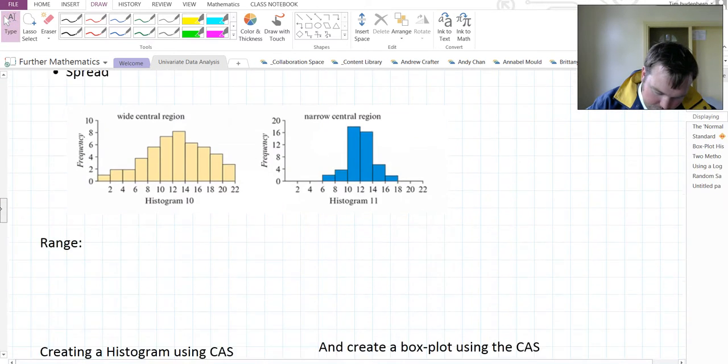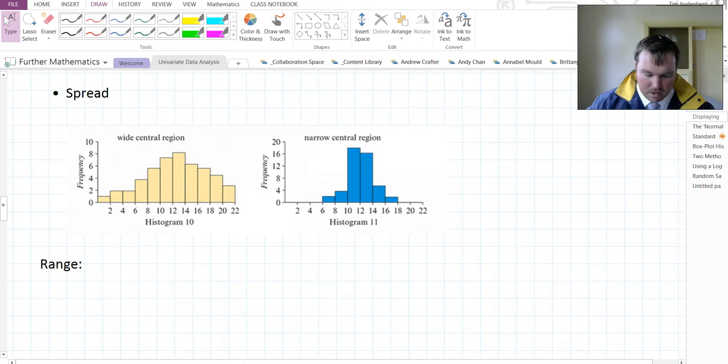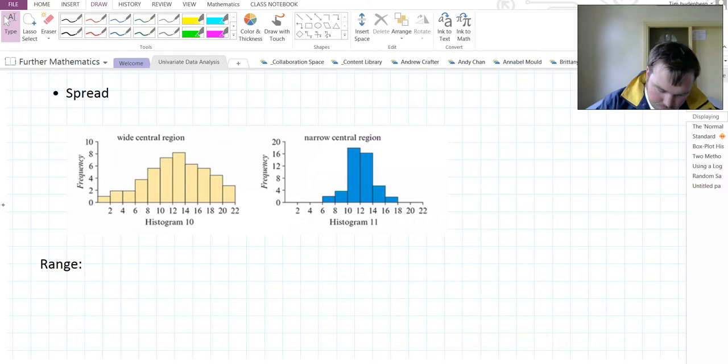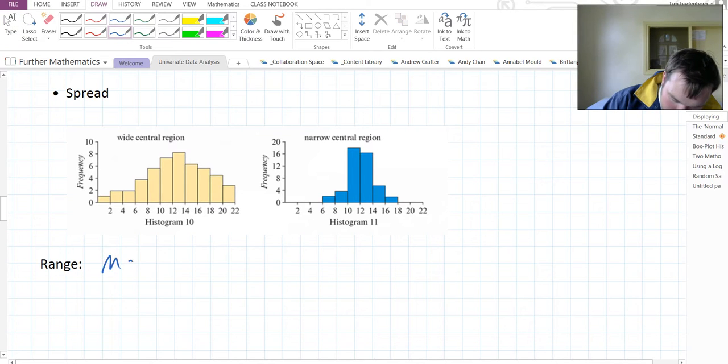Alright, got a lot to get through in very little time. Spread. Wide central region, narrow central region. Range, of course, is max minus min.